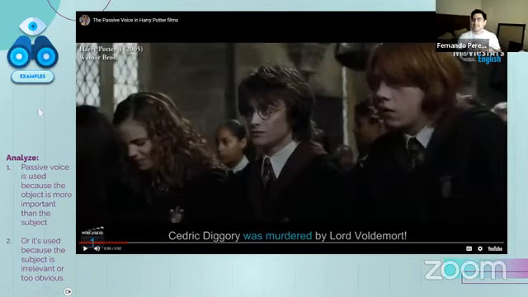Here, Cedric Diggory was murdered by Lord Voldemort. When did it happen? In the past. That's why the verb to be is in past. The director is giving emphasis to Cedric Diggory. That's why he is using passive voice.